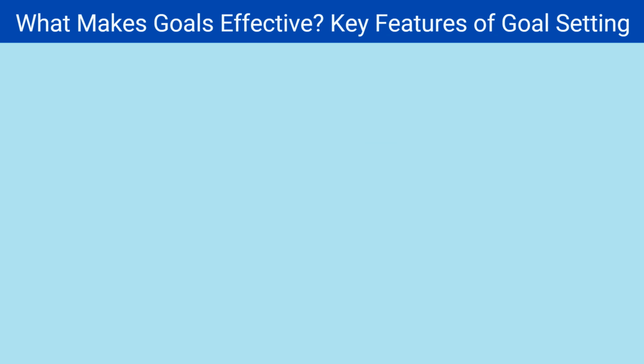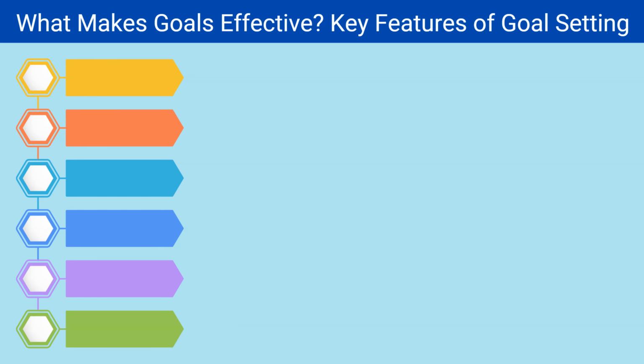What makes goals effective? Key features of goal setting. Not all goals are created equal. Locke and his colleague Gary Latham identified specific features that make goals truly motivating. Specificity. Vague goals, like "do your best," lead to vague results. Clear, measurable goals, like "increase sales by 10%," focus attention. Challenge. Easy goals don't motivate. People engage more with goals that stretch them, as long as they believe success is possible.